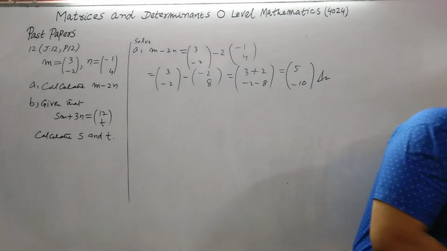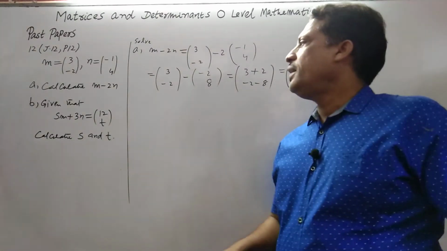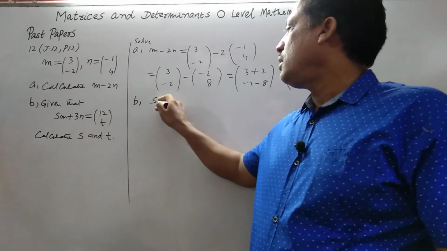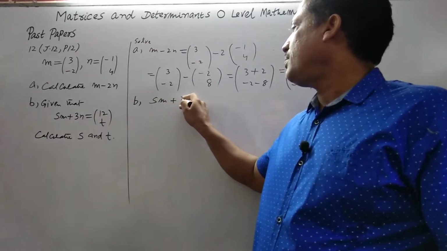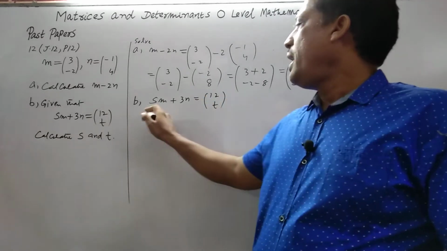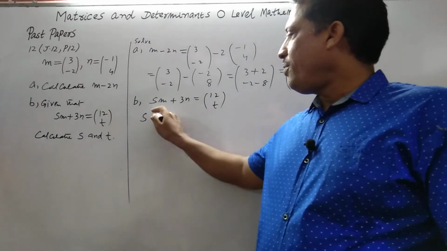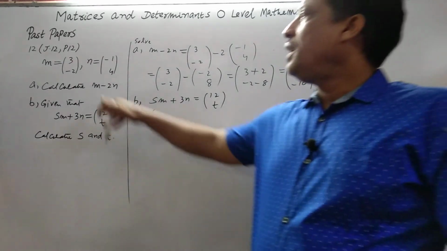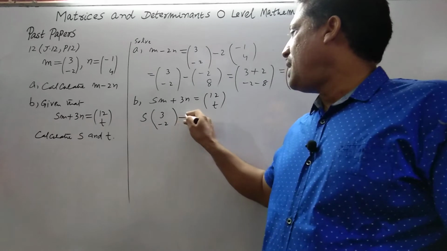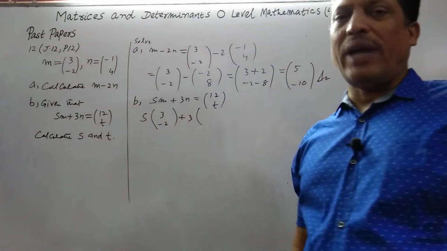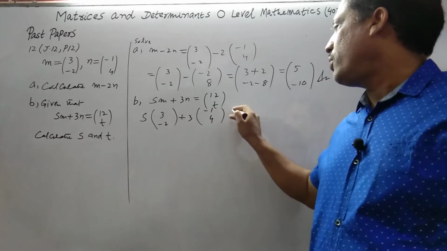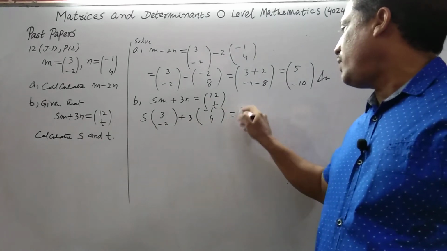I hope you understand. See the second part of the question. Given that sm plus 3n is 12t. s into m, what is m? 3, minus 2, plus 3 into n. What is n? Minus 1, 4 is equals to 12t.